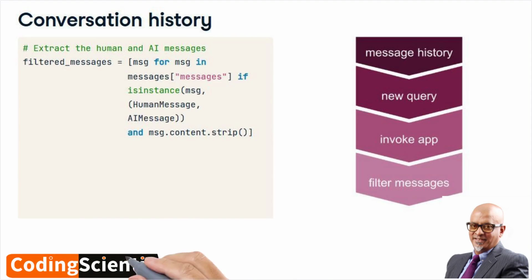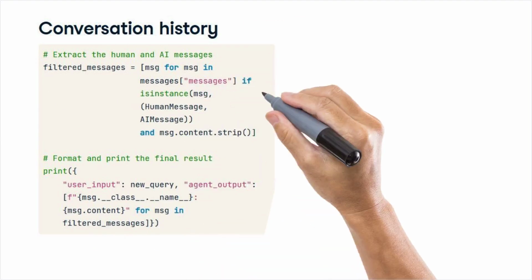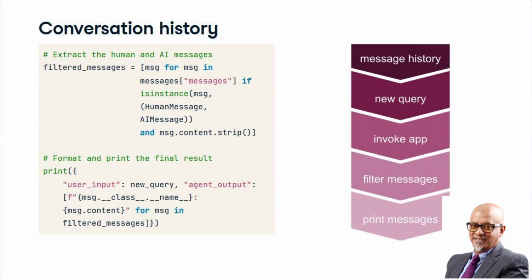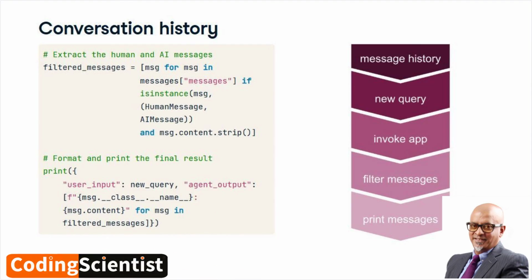Here, we'll use a list comprehension to select both human message and AI message instances that contain actual content. When applied to message content, the .strip method removes any trailing white spaces. Finally, we'll format and print the conversation extracted from message content, with each message labeled using its proper class name. The user_input is our new query, while the agent_output will print the full conversation and repeat the agent's most recent output, which is useful for debugging.